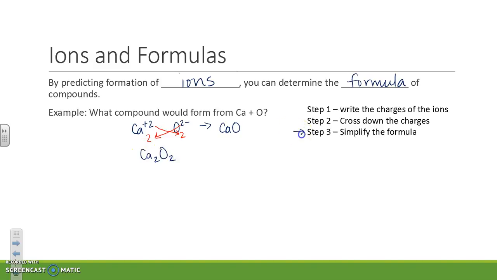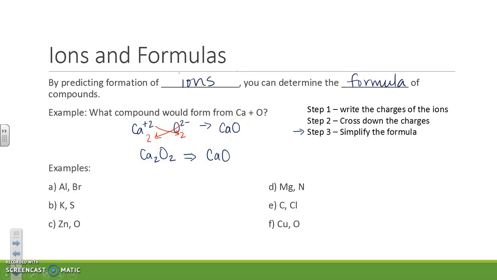But look, step 3 says, guess what? If it's an ionic compound, it has to be simplified. So we can take these 2 here, and we can pull out the greatest common factor. I can't remember if it's greatest common factor or least common multiple. Whatever. You know what I mean. We can pull a 2 out of each of those, and when we simplify that down, it becomes CaO.